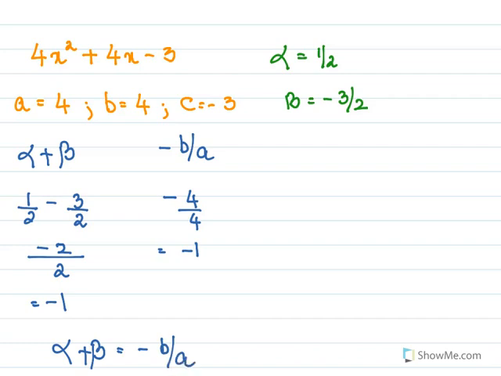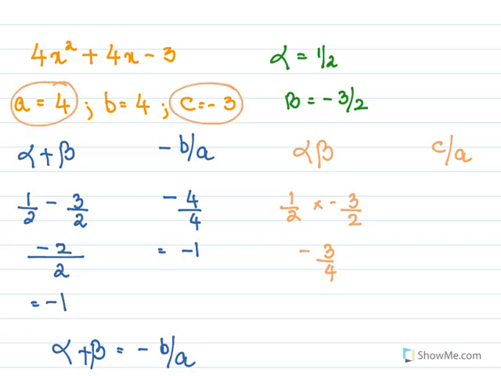And for the next one is product of roots. So alpha into beta. Check if it is c by a. So alpha is 1 by 2. Here is alpha. Here is beta. So 1 by 2 into minus 3 by 2 is beta. When you multiply, you get minus 3 by 4. Now c by a. This is c and this is a. So we do now minus 3 by 4, and yes, alpha into beta equal to c by a.